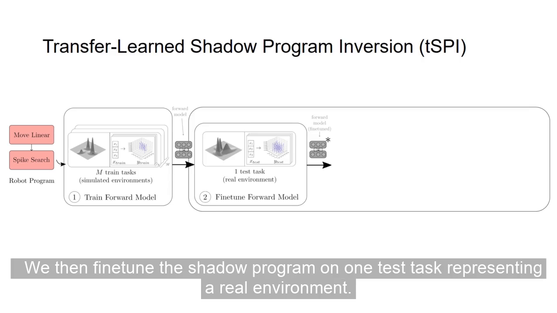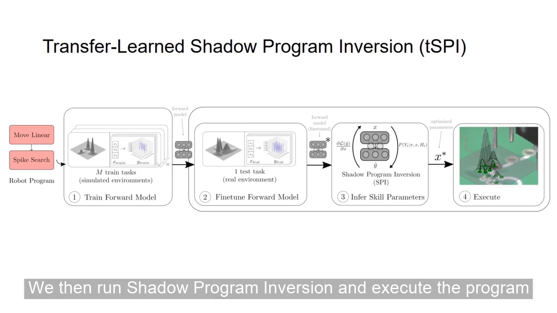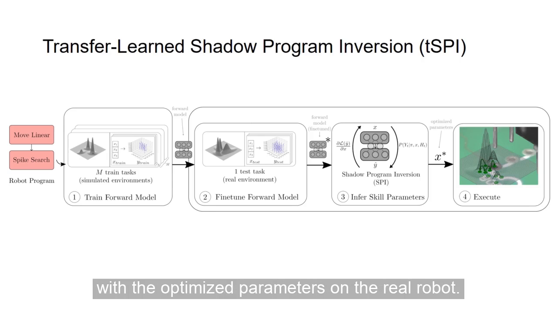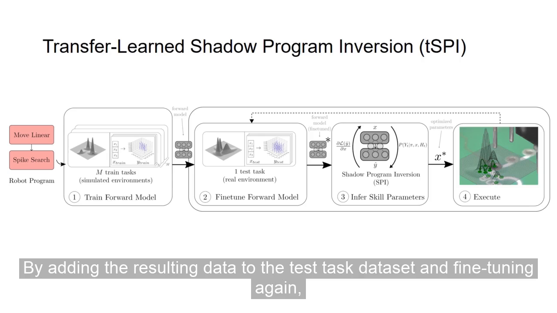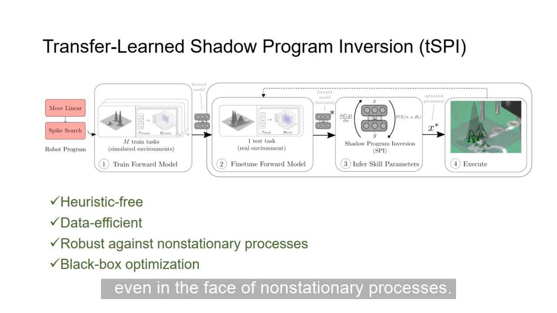We then fine-tune the shadow program on one test task representing a real environment. This dramatically reduces the number of real-world training examples. We then run shadow program inversion and execute the program with the optimized parameters on the real robot. By adding the resulting data to the test task dataset and fine-tuning again, we can close the loop and keep our program inputs updated even in the face of non-stationary processes.